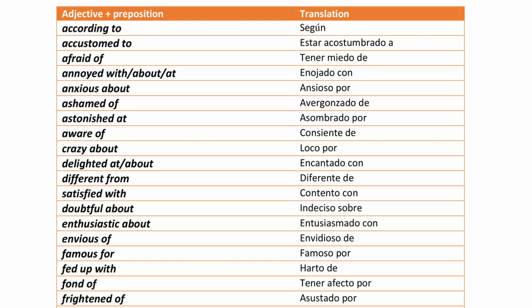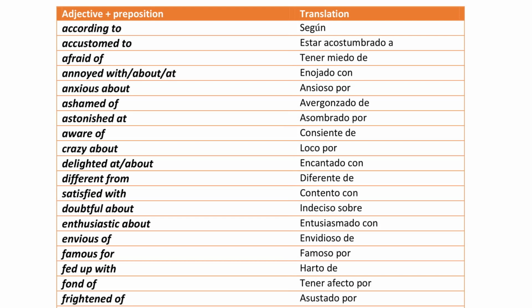Delighted at or delighted about means encantado con. Different from means diferente de. Satisfied with means contento con. Doubtful about. Doubtful about means indeciso sobre. Enthusiastic about. So enthusiastic about. This means entusiasmado con. Next one is envious of. Envious of means envidioso de.